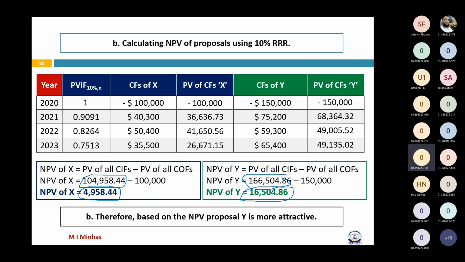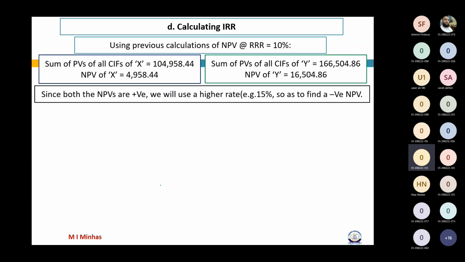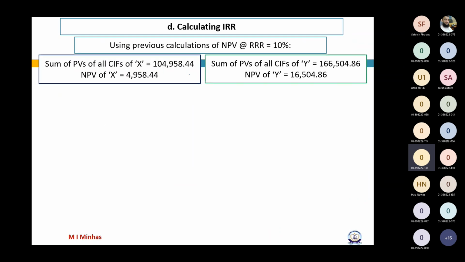Right. Okay, because I will require these values in the interpolation formula. So I'm just bringing forward the same values. Can you see this? The previous calculation of NPV at 10%, this is the sum of present value of all cash inflows, and this is NPV for X. Similarly, sum of present value of cash inflows and the NPV of Y. This is the same that we just calculated. Is it clear?